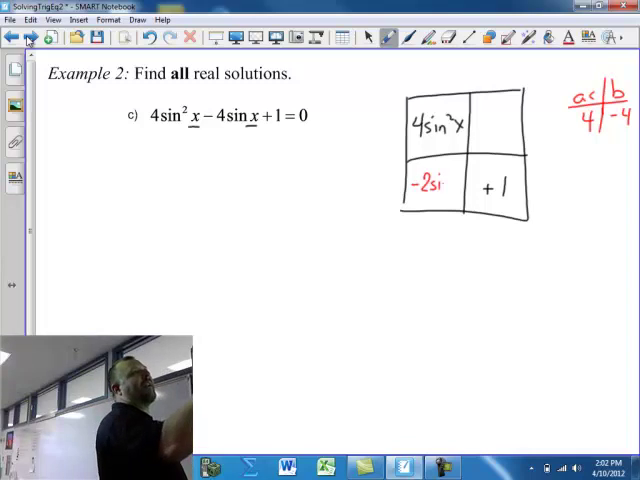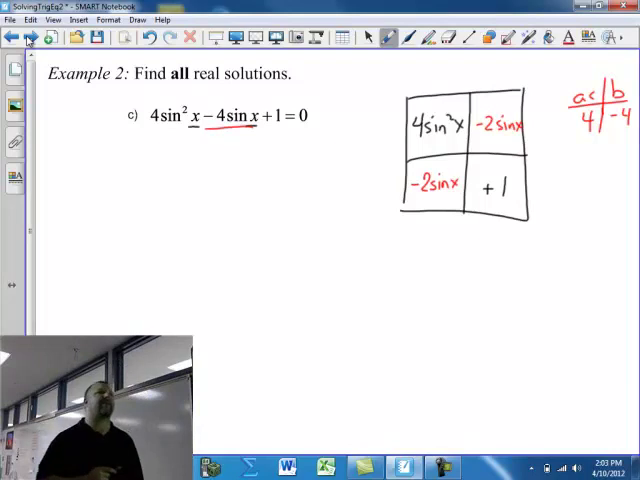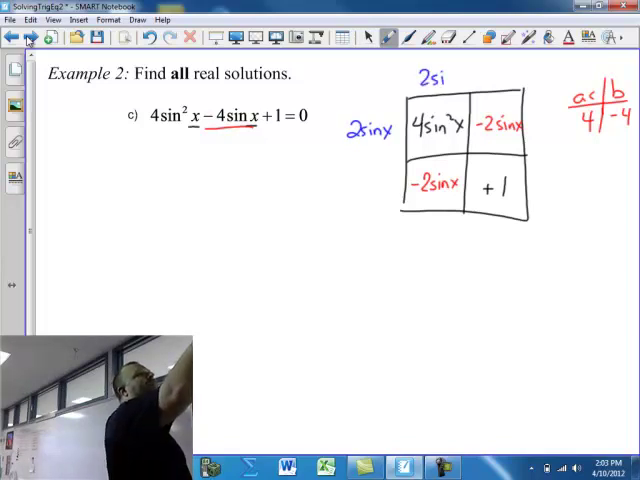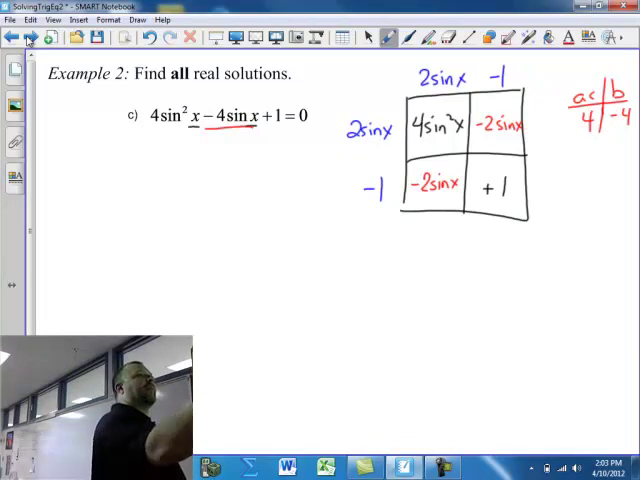So we have -2 sine of x and -2 sine of x, so that when added together, they make -4 sine of x. And we're going to take out our greatest common factor of our first row, which is 2 sine of x. And 2 sine of x times 2 sine of x makes 4 sine squared of x. And 2 sine of x times -1 makes -2 sine of x. And hey, -1 times -1 is 1. And that works, so we're happy.